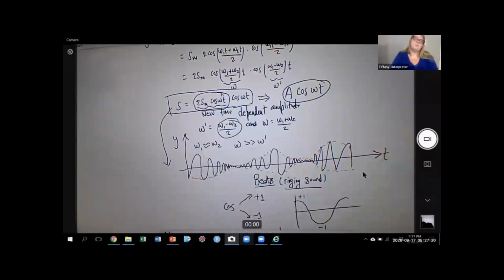All right, so that's about beats. That's all you need to know. You don't need to know more about beats. And we can easily produce beats in a lab. You just need tuning forks having similar frequencies, 500 and 504 hertz. If you vibrate the two tuning forks, you will clearly hear this beat frequency.